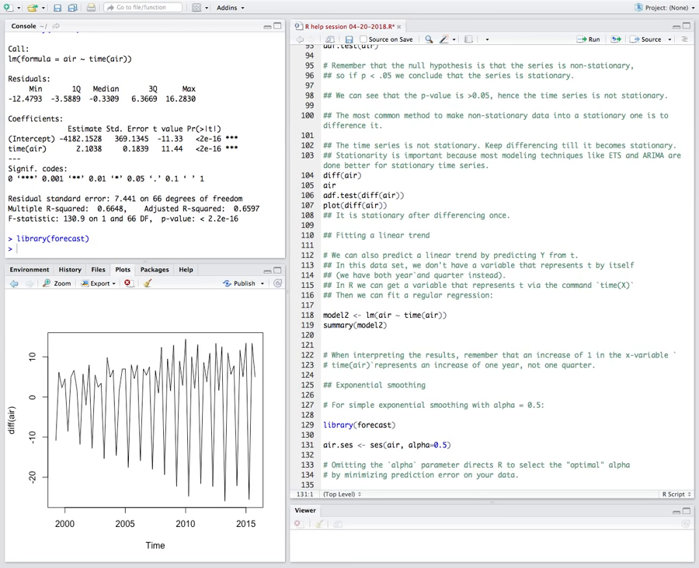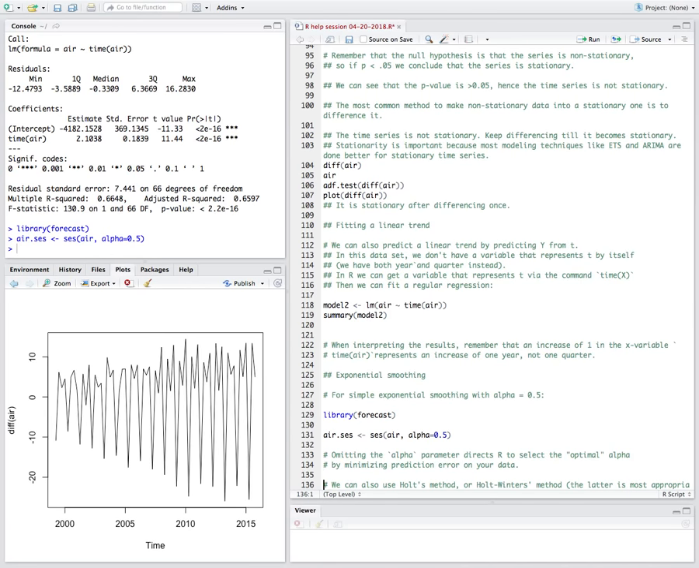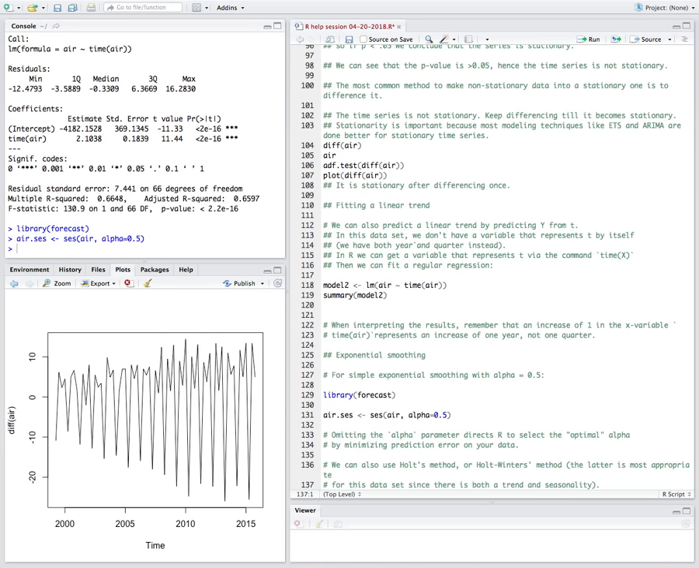Alpha is one of the parameters in exponential smoothing, right? If you do not mention the alpha value inside your SES statement, it's going to take the optimal alpha value, which could be good in some cases, but I'm using the alpha value now for demonstration purposes. So how does it optimize the alpha value? Any prediction you can call optimal if it minimizes the errors, right? So it will select the optimal alpha by minimizing the prediction error on your data.